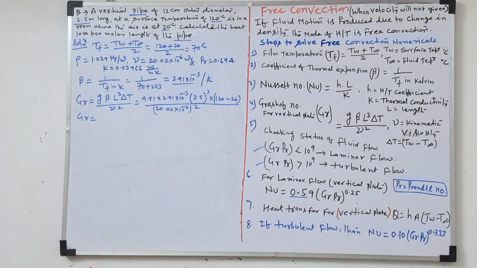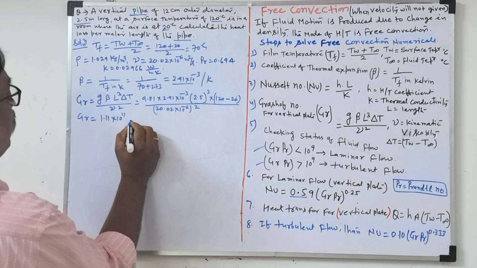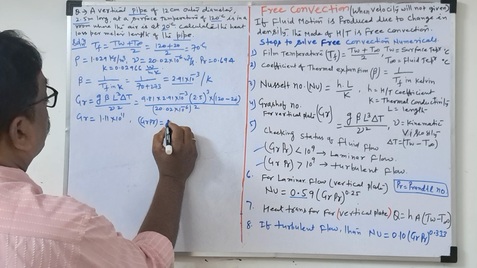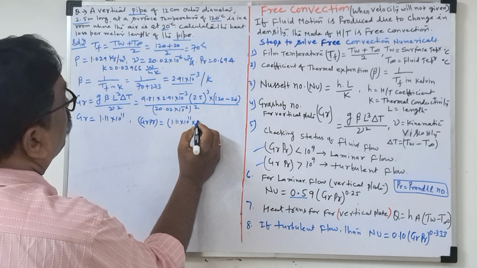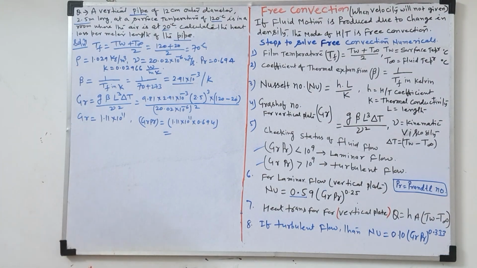The GR value we calculated: 9.81, 2.91, 2.5 cube, over 10 power minus 6 whole square, so 1.11 into 10 power 11. Now we'll go to the product of GR and PR. So the product is 1.11 into 10 power 11 into 0.694.